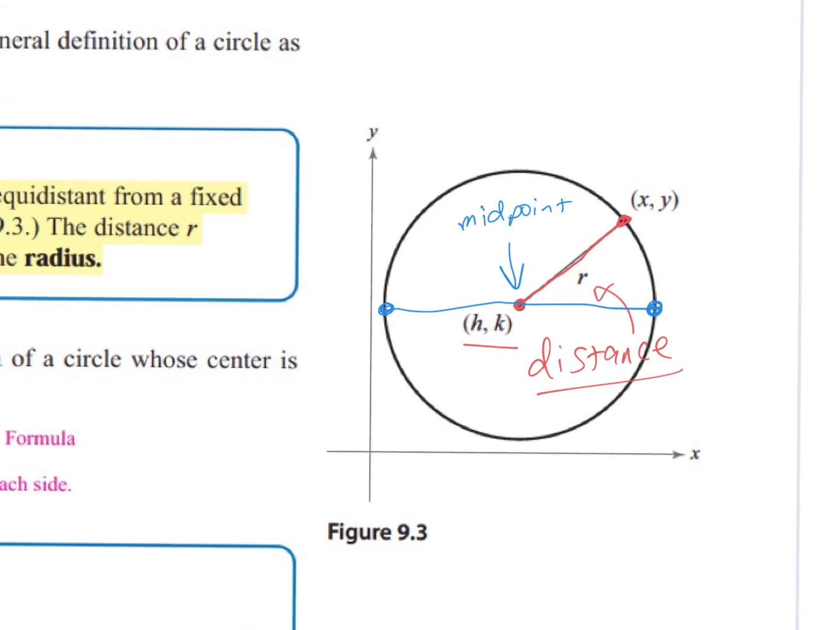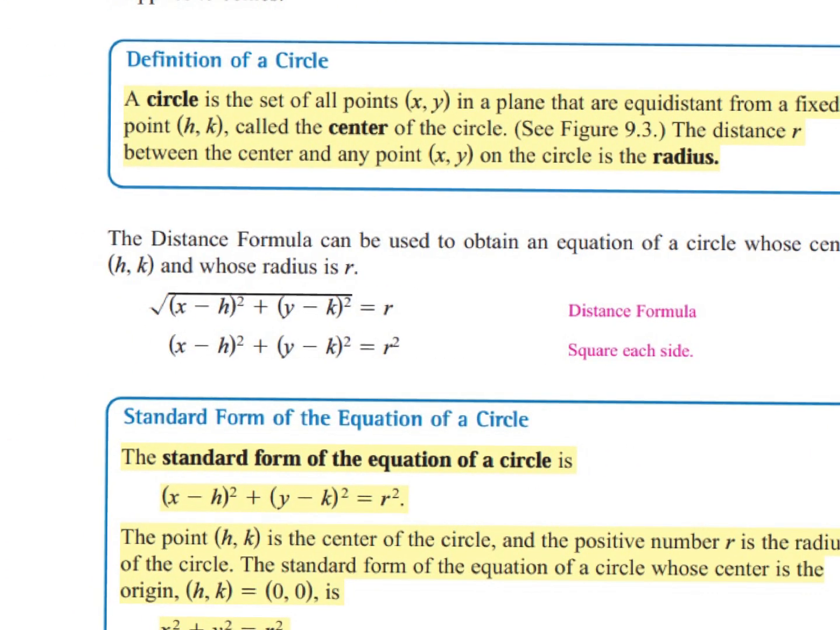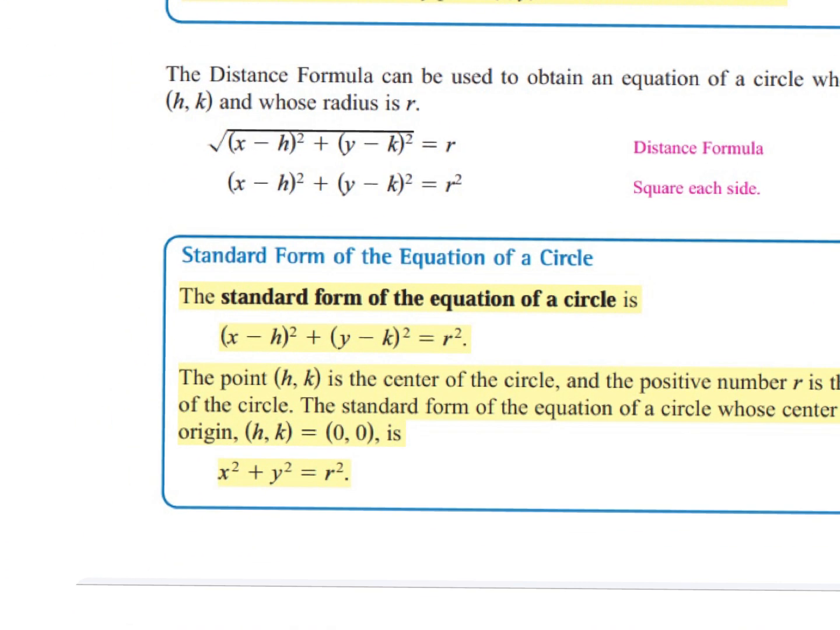Now, let's talk about the equation of a circle in standard form. Okay, the equation of a circle in standard form is like this. You guys should know this. You will not be given this on your quiz. You should be familiar with this. It's x minus h, which is the x part of the vertex, squared, plus y minus k, which is the y part of the vertex, squared, equals radius squared.